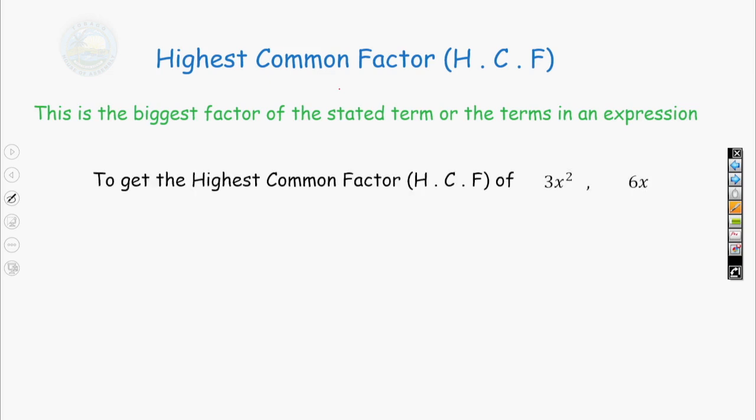So let's see what that means here. To get the highest common factor of 3x squared and 6x. Here we have some terms. We have the term 3x squared and we have the term 6x. We want to get the highest common factor. How would we do that?